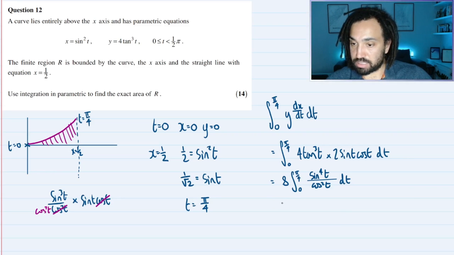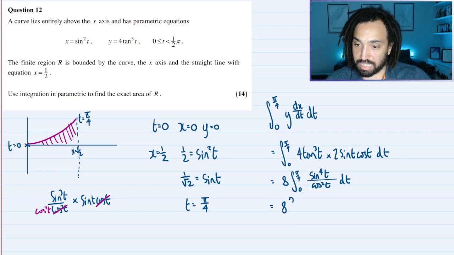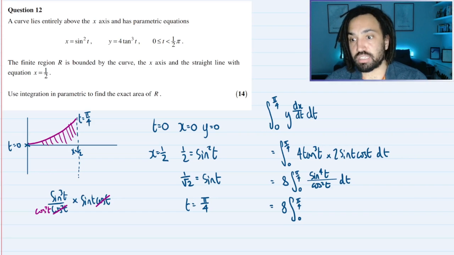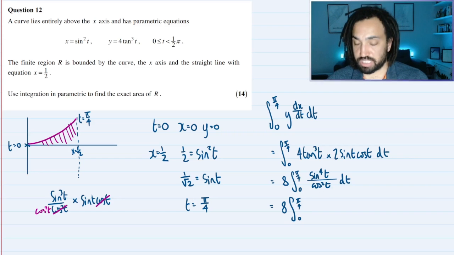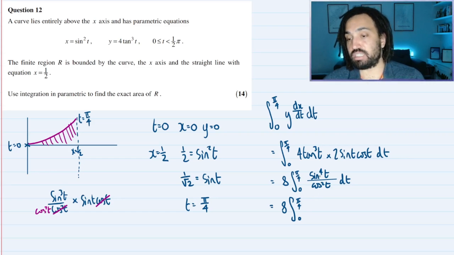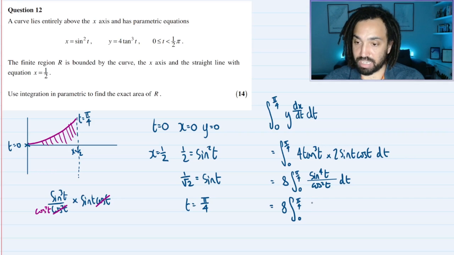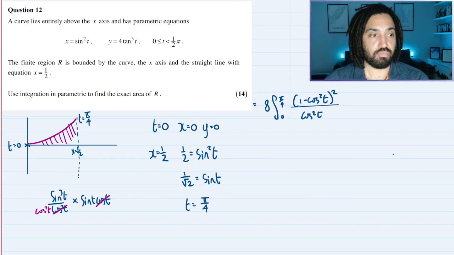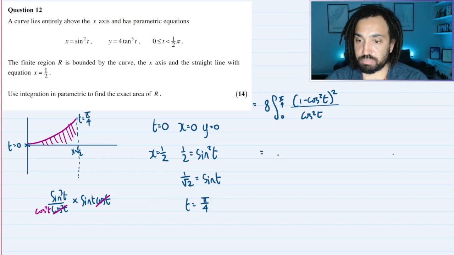that can be written now as, well, sine to the 4, if I can convert that into coses, then we can cancel out some of the coses and hopefully get something easier to integrate. So sine to the 4 is the same as sine squared squared, and sine squared is 1 minus cos squared. So sine to the 4 is 1 minus cos squared, squared. Okay, so let's now expand this out.